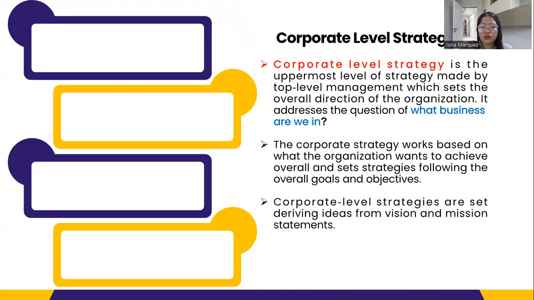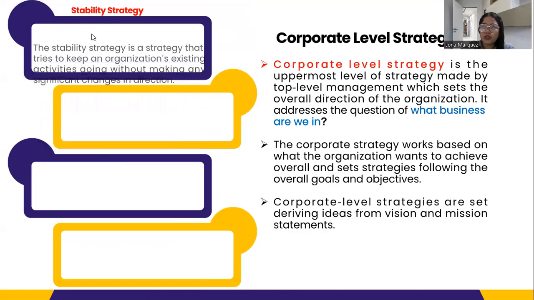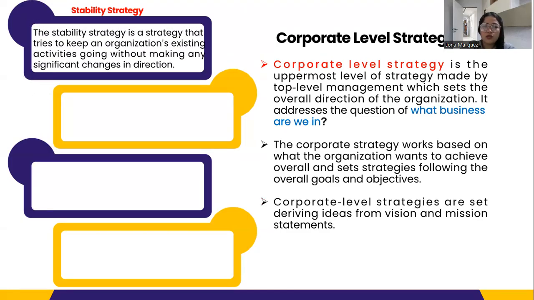So, corporate level strategies are set deriving ideas from the vision and mission statement. So, usually, here are the types of corporate level strategy. Now we have stability strategy. So this strategy tries to keep an organization's existing activities going without making any significant changes in direction.